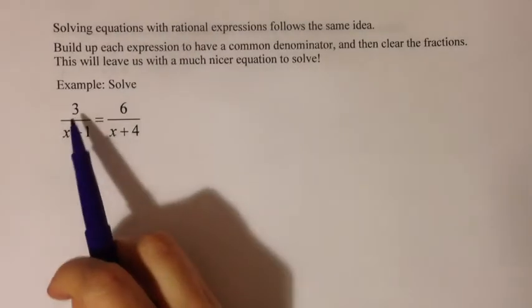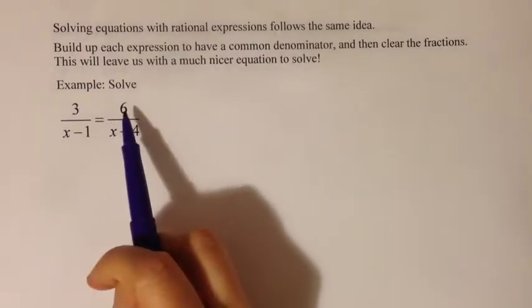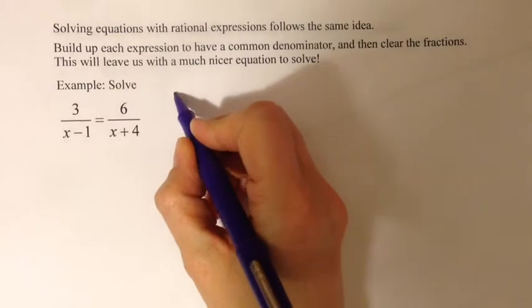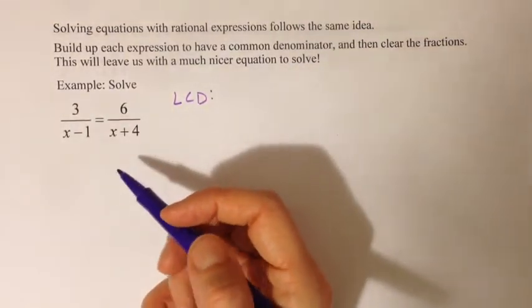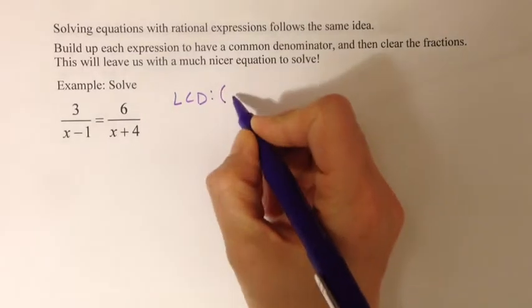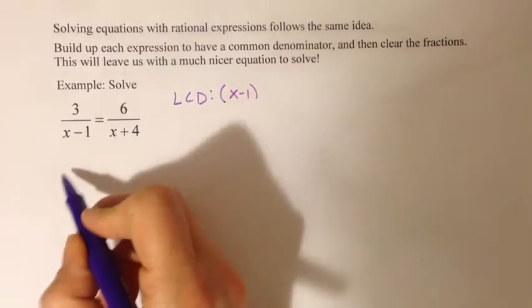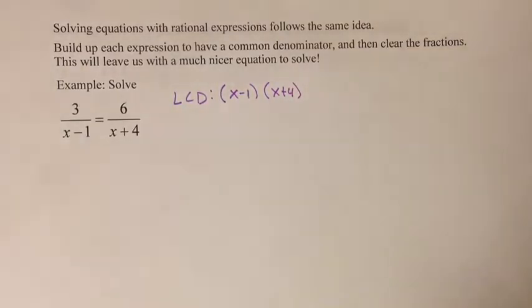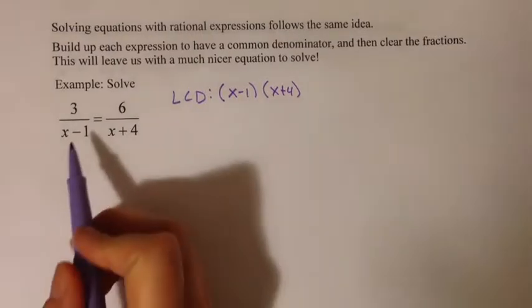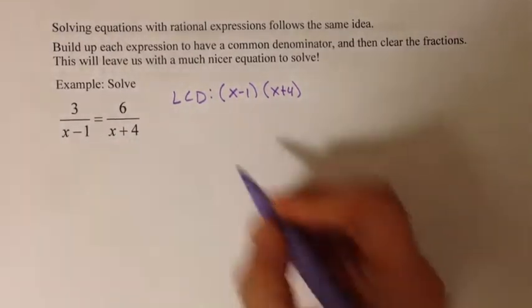Here I have 3 over x minus 1 equals 6 over x plus 4. My first step is to figure out what my least common denominator is. Both of my denominators are already factors, so this is actually pretty easy. My least common denominator will be x minus 1 from the first denominator, and x plus 4 to keep the second denominator covered. Now I'll do a little bit of scratch work off to the side to build up each of these two fractions to having the same denominator.